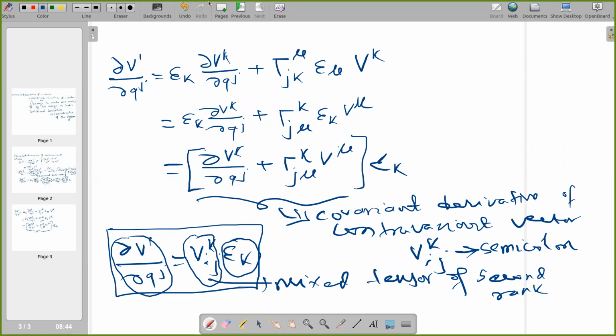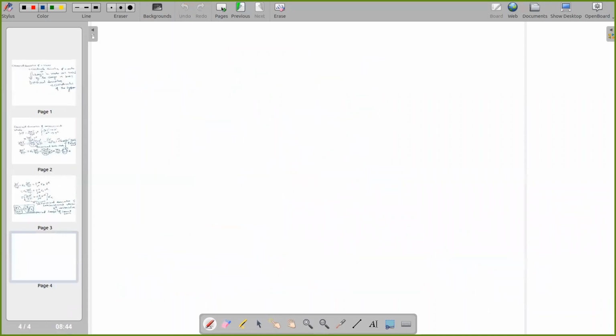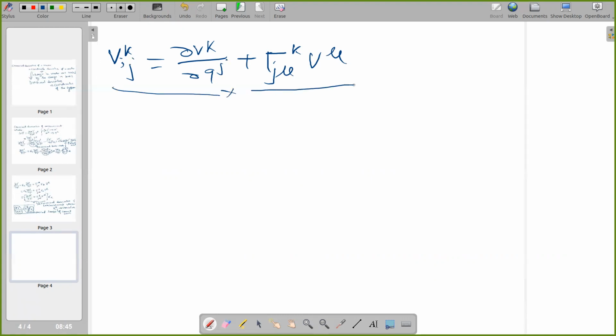Now, finally, let me express the covariant derivative of the contravariant vector. V k j equals the first term, the coordinate derivative, which depends on the coordinates of the system; here it is written in generalized coordinates. The second term, gamma k j mu V mu, is the change of vector caused by the change of basis vector. So this is about the covariant derivative of the contravariant vector.